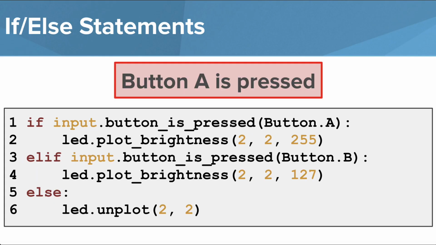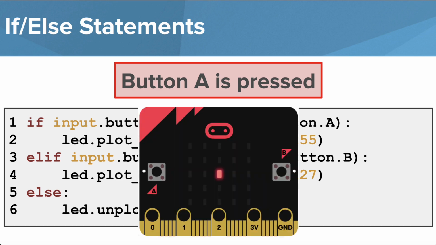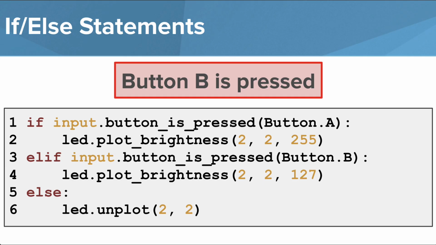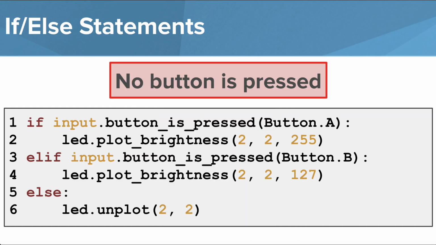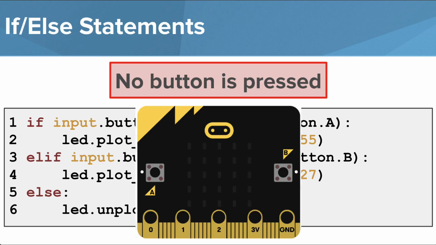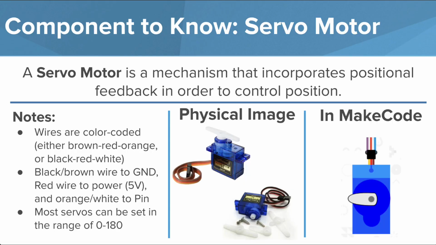So what would happen if we ran the program and pressed button A? Well, the center LED would be turned on at full brightness until the button was released. What would happen if we ran the program and pressed button B? The center LED would be turned on at half brightness until the button was released. If we ran the program and no button was pressed, no LEDs would be lit on the screen.